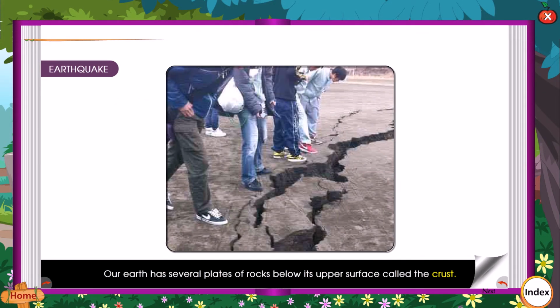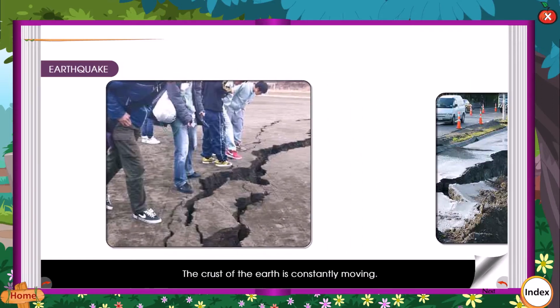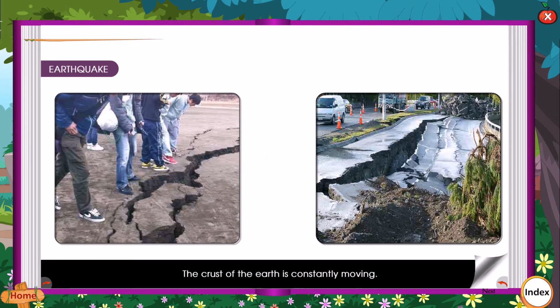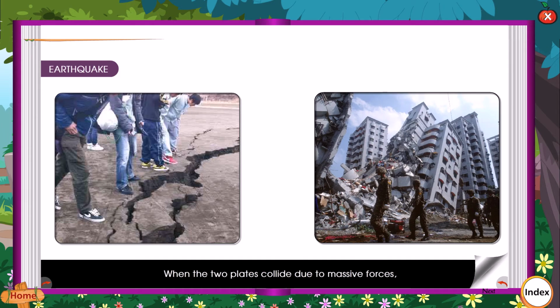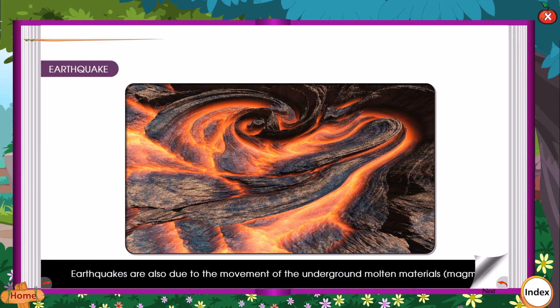Our earth has several plates of rocks below its upper surface called the crust. The crust of the earth is constantly moving. When two plates collide, due to massive forces, shaking and cracking of the earth's crust takes place. This results in an earthquake. Earthquakes are also due to the movement of the underground molten material, magma.